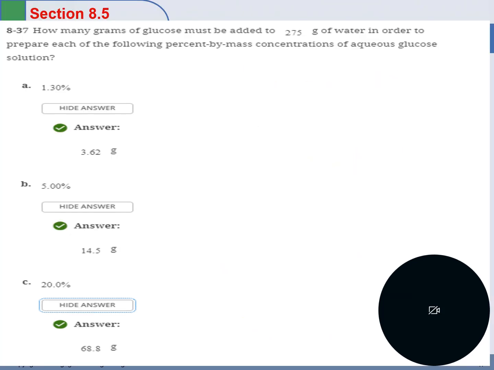Work through one of these problems, and hopefully you can follow my process on getting to the other answers. But we're starting with 1.3% is equal to the mass of glucose, which is what we're going to want, mass of X we'll call it, divided by, you got to remember we're dividing by the mass of the solution, so it's 275 grams of water plus X, which is going to be the same up here, times 100.